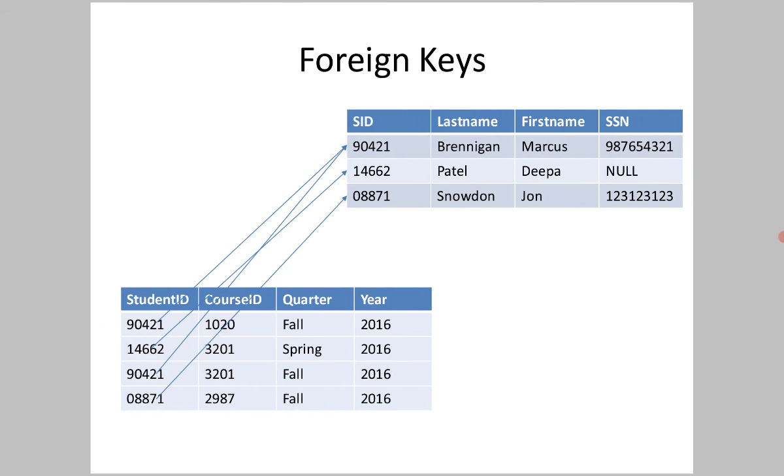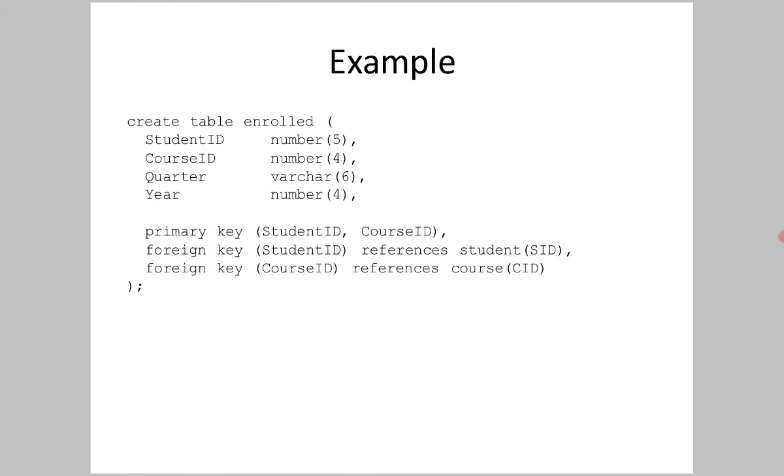So what is a foreign key example? SID, last name, first name, SSN. Here student ID, course ID, quarter, and so on. Here SID generally refers to the student ID of another table. So this value refers to the other value in the other table. That is called a foreign key. This is the example for creating primary keys and foreign keys.